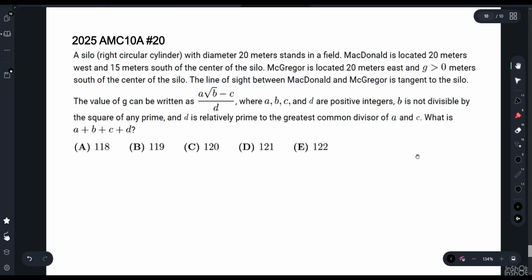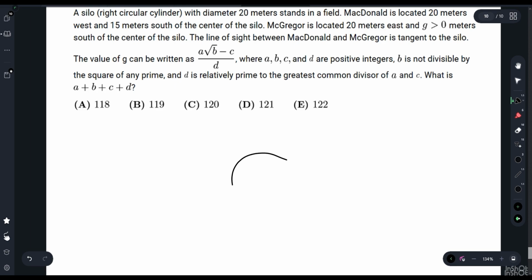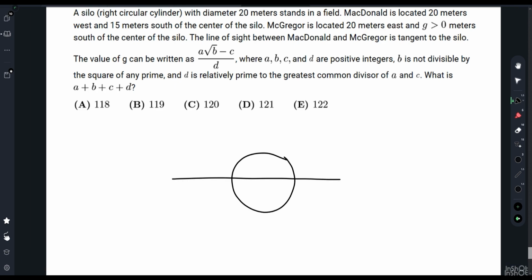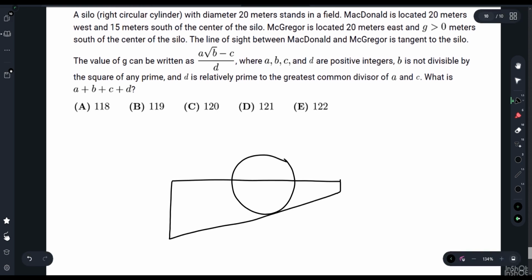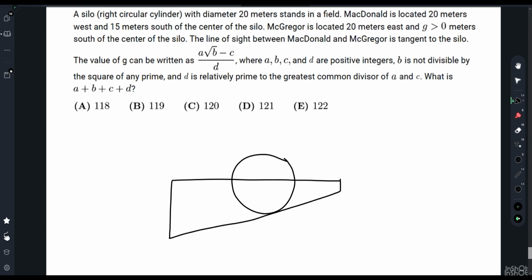Hello guys, so I'm going to 2025 10A problem 20. So a silo, right circular cylinder with diameter 20 meters stands in a field. McDonald is located 20 meters west and 15 meters south of the center of the silo. McGregor is located 20 meters east and G meters south of the silo. The line of sight between McDonald and McGregor is tangent to the silo. The value of G is A root B minus C over D. Find A plus B plus C plus D.